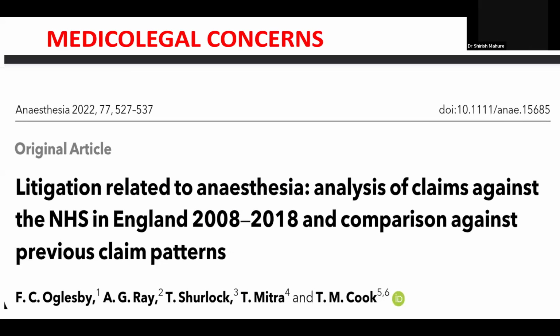Moving to the last concern, last but not the least: medico-legal concerns. In 2022, an original article was published on litigations related to anesthesia, analyzing claims against the NHS England during the years 2007-8 and 2017-18 and comparing them against previous claim patterns.